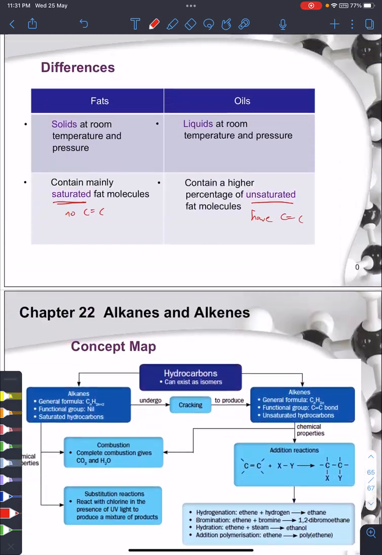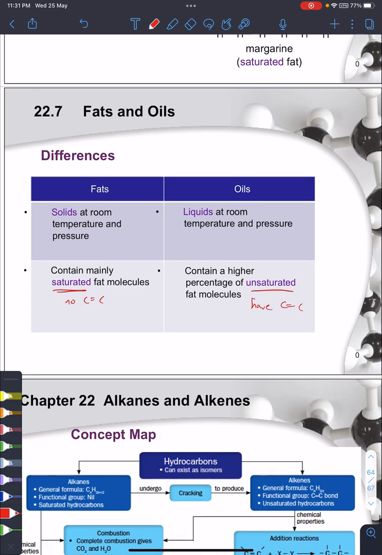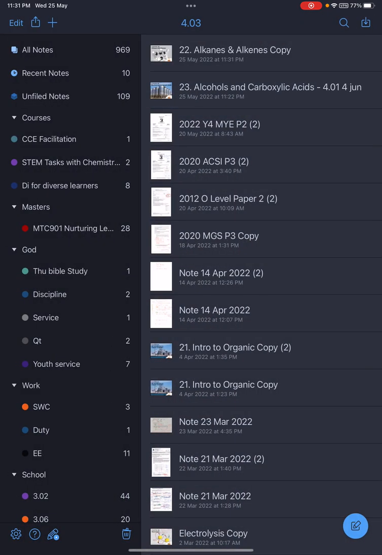Yeah, that's all for alkene. Okay, moving on to alcohol.